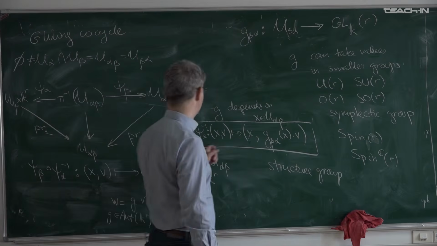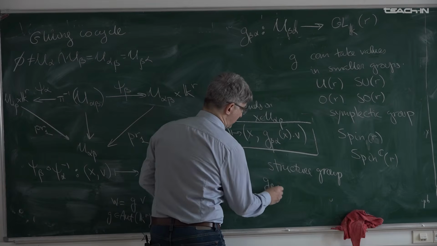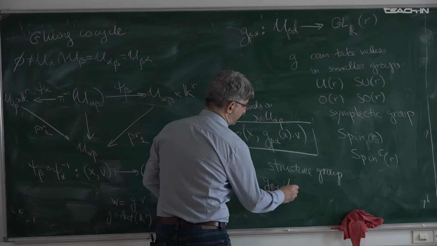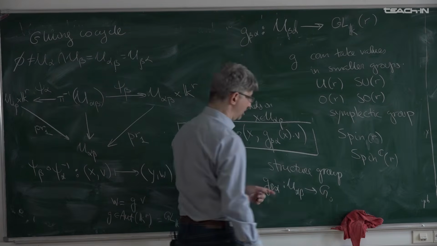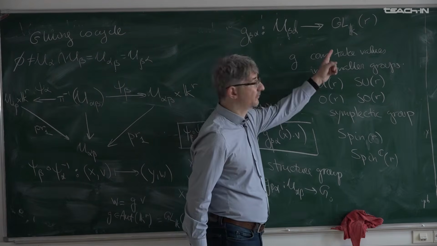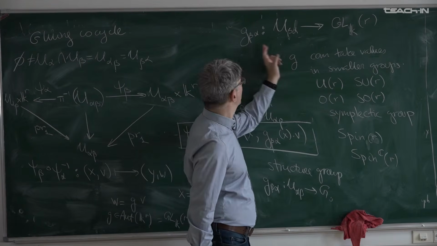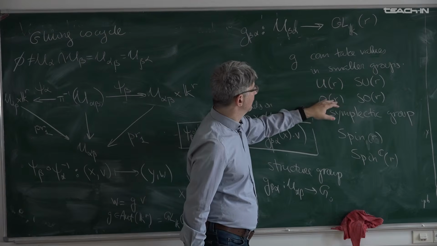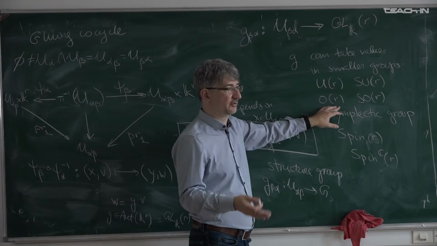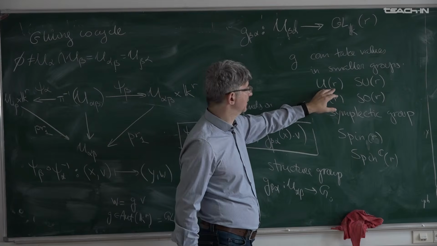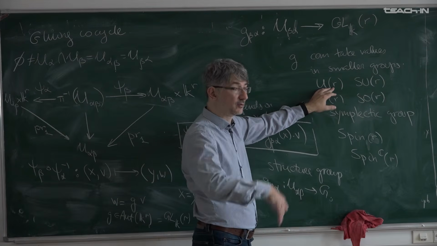So if all transition functions take values in some specific group, then you say that G is the structure group. If all transition functions take values in the orthogonal group, then you say that the structure group of the vector bundle is reduced to the orthogonal group. If it is the unitary group, you say that you reduce the structure group to the unitary group.